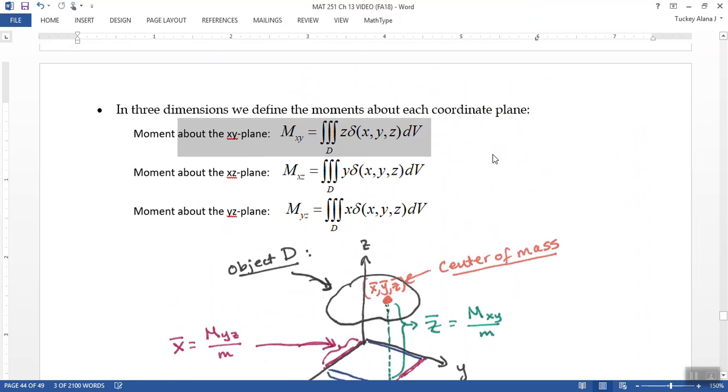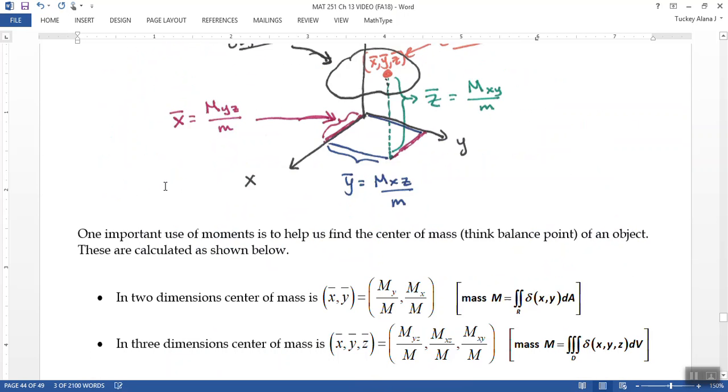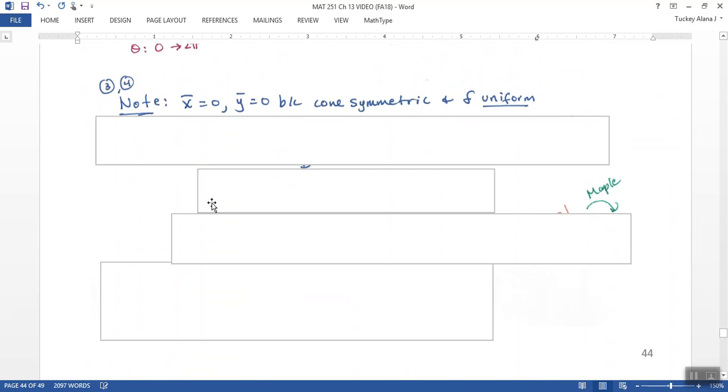So what's the desire of this three-dimensional object to rotate around the xy plane? Okay, so I'm going to take the triple integral of z times delta of xyz and integrate it with respect to the volume of that solid D. I'm going to scroll back down. Okay, well, m is just a constant. We just found it. It's 448 pi over 3. So I'm just going to stick that in front.